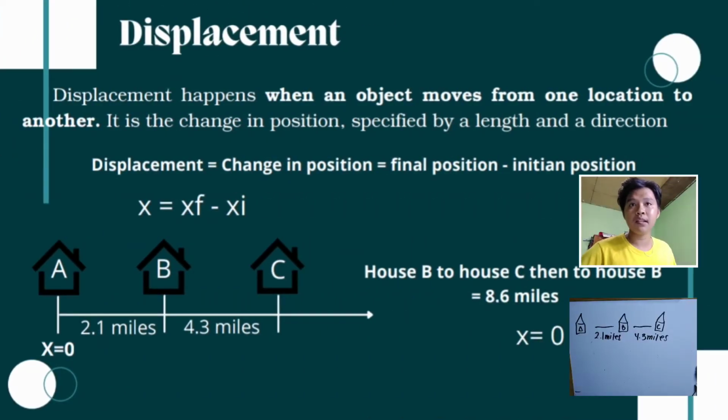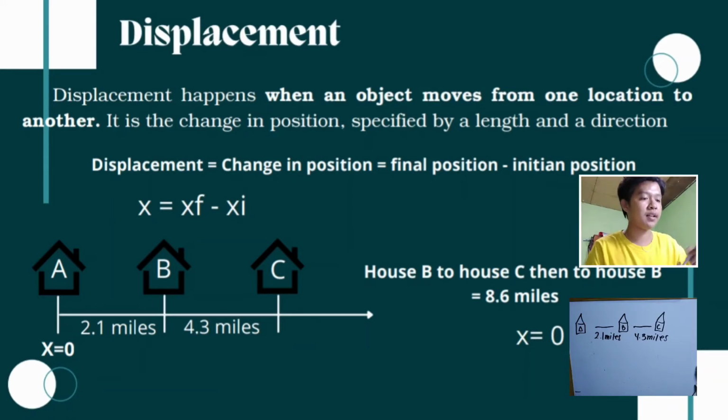So, the next one is displacement. Displacement happens when an object moves from one location to another. It is the change in position specified by a length and the direction. Displacement equals change in position equals final position minus initial position.